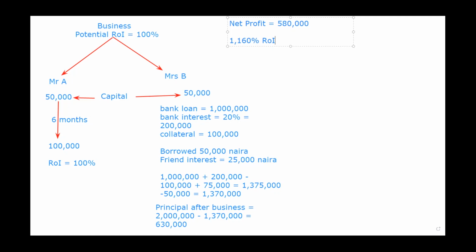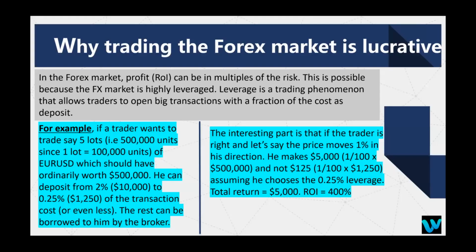Okay. And so let's look at the example on our slide. I hope we all understood what I shared. Okay, so for example, if a trader wants to trade, let's say 5 lots, we're going to explain all of these things later, lots and all that, 5 lots means 500,000 units.